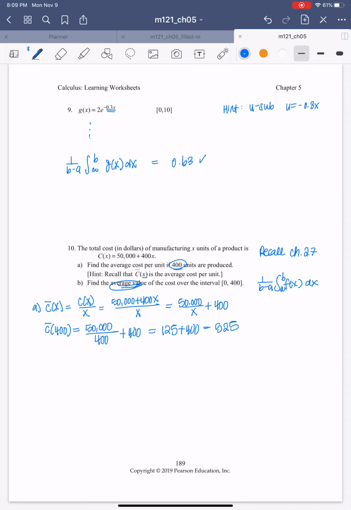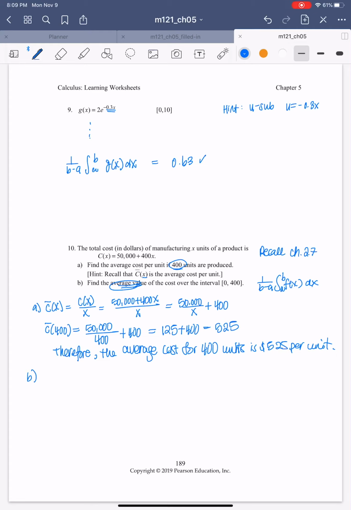Part A, we're done. So therefore, what does 525 mean? The average cost for 400 units is 525 per unit. Okay, a little bit of a review of chapter 2.